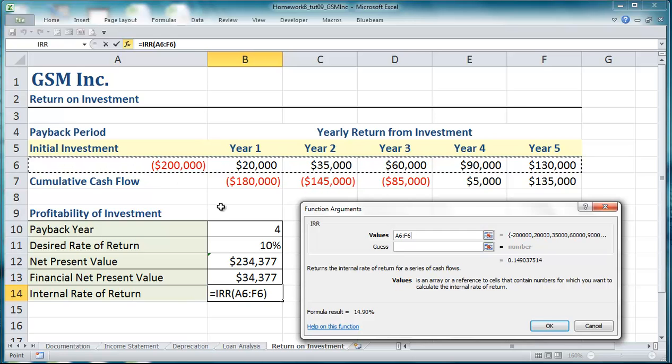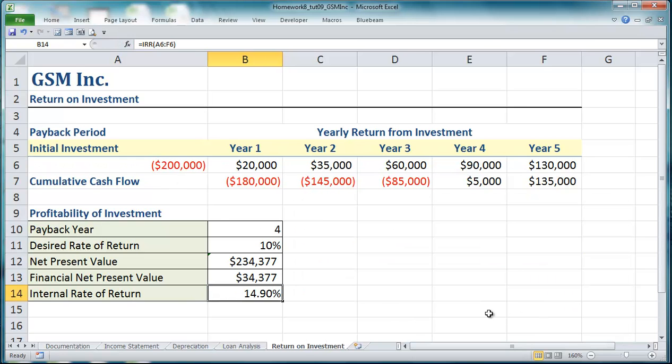That's all we have to do, and now we can click OK, and we see that the internal rate of return for this investment is 14.9%. That's significantly higher than the required rate of return of 10%, so this is an acceptable investment. If the internal rate of return were something like 5% or 6%, then that would be an unacceptable investment because the return would be lower than the desired or required rate of return.